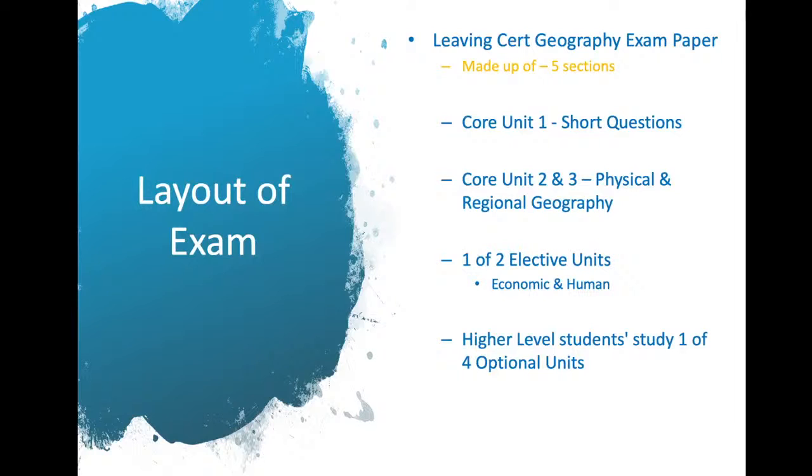Core unit 1 is short questions, core unit 2 is physical geography, core unit 3 is regional geography. Then you have to pick one of 2 electives: the economic elective or the human elective. The one that I study is the economic elective, but it doesn't matter which one you do. And if you're a higher level student, you will have to pick one of 4 possible option questions. The one that I tend to look at is the geoecology question.